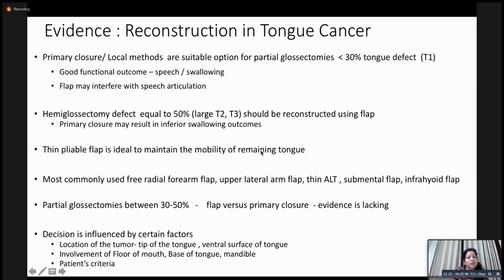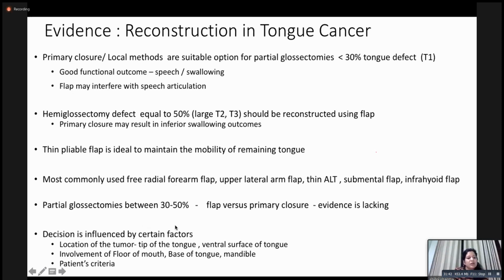Whatever flap you do, it should be thin and pliable, so that it maintains the mobility of the remaining tongue. Most commonly used in the literature is the free radial forearm, but thin ALT, submental, and others have also been used, and all of them have equal functional outcome, except in one study which compared radial forearm and free ALT. They found that donor morbidity is less with the free radial forearm.